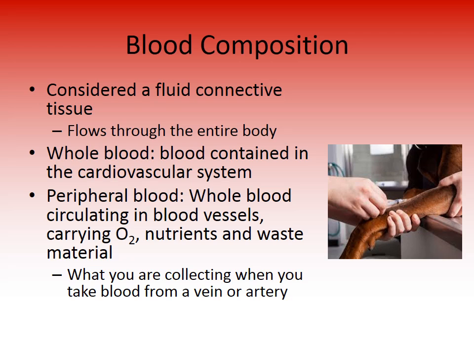So blood composition. It's considered a fluid connective tissue, right? We talked about different types of connective tissue, and blood is one of them, which is strange because you think of connective tissue as being a solid mass, but this is actually a fluid connective tissue, and it flows through the entire body. When we're talking about whole blood, we're referring to the blood that's contained in the cardiovascular system. Then there's also peripheral blood, which is the whole blood circulating in the blood vessels, carrying oxygen, nutrients, and waste materials.